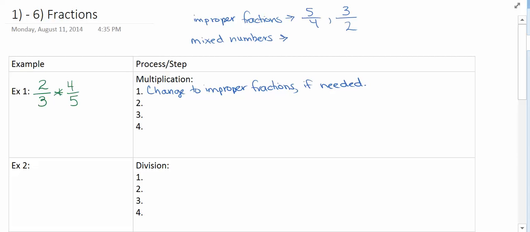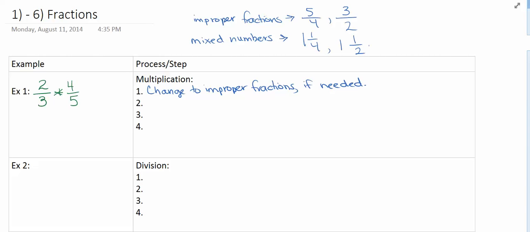Mixed numbers are a whole number and a fraction. So like 1 1/4 or 1 1/2. I prefer for my classroom actually for you to generally keep things in improper fractions. If you want to change them to mixed numbers, that's fine too, no problem. So change to improper fractions if needed.